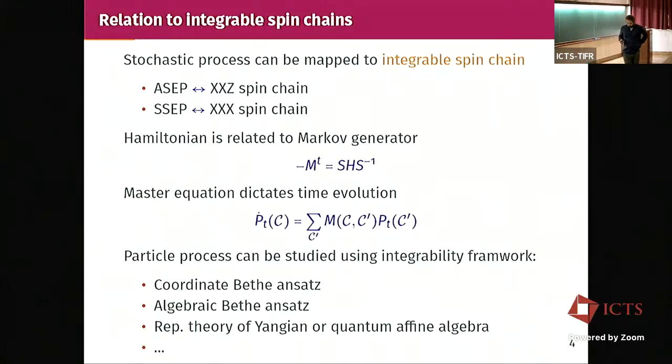And once you have this identification, then you can use a lot of machinery that is available for these integrable systems, so coordinate Bethe ansatz, algebraic Bethe ansatz, and also representation theory that has been studied, and maybe also separation of variables and what else there is.